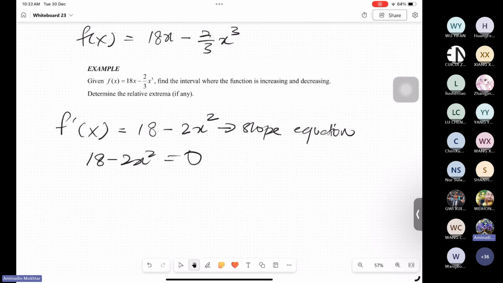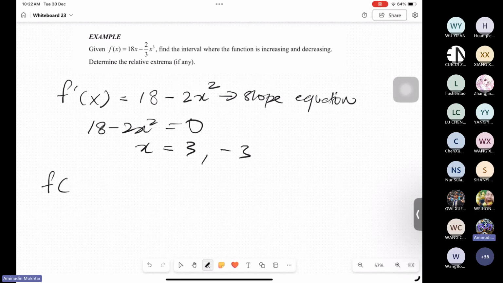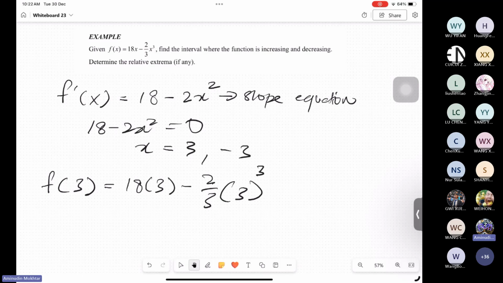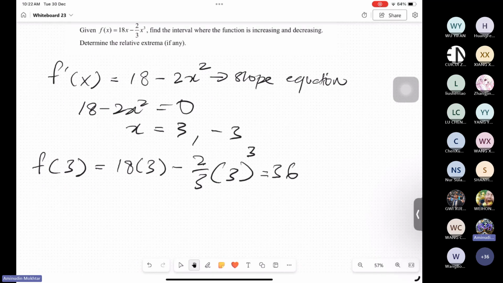Since the slope equation is quadratic, use the quadratic formula, or you can use your scientific calculator. I just skip the step. The answer is 3 and -3. In other words, there are two critical points, at x equal to 3 and x equal to -3. For the coordinate point, f(3) is 18 times 3 minus 2 over 3 times 3 to the power of 3. The answer is 36. This is the value of y.